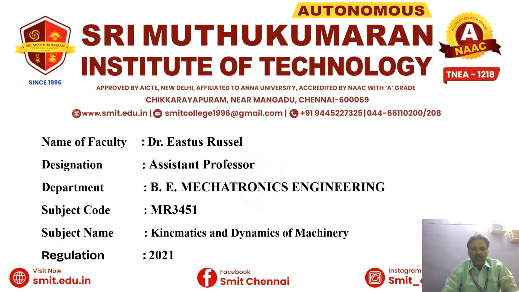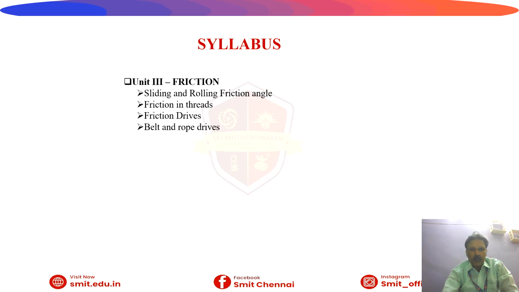So far, we are discussing the subject called kinematics and dynamics of machinery. In the previous videos, we have discussed, in this unit, friction in various applications, that is friction in screw threads, friction in clutches, friction in rolling components. Now we are going to see the friction in the ropes also. In the last videos we have seen friction in belts also. Now we are going to discuss mainly ropes. We will see one by one.